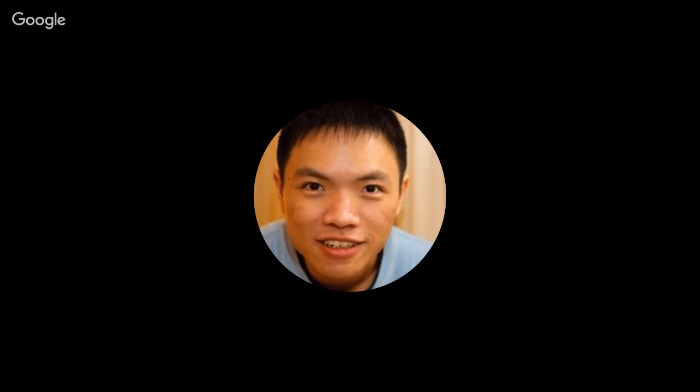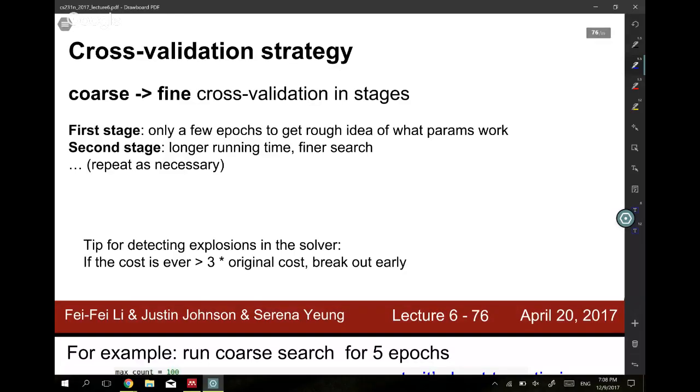You have a tighter range and you have a box. So you might need to iterate depending on whether you're happy with the results of your second stage. Yeah, and this is again an empirical tip where if your cost is ever 3 times the original cost, you should probably step out of your second stage and at least go back to the first stage, if not even before that.